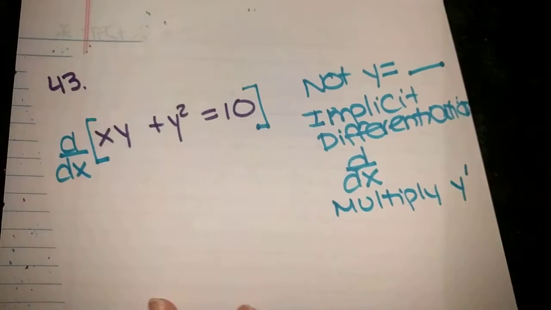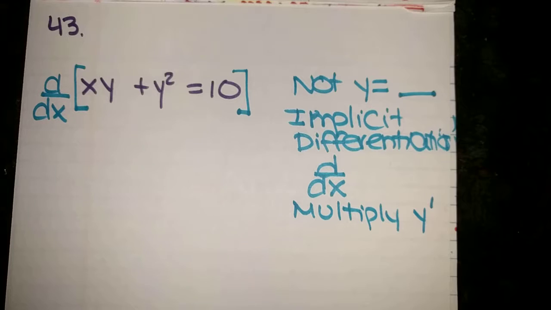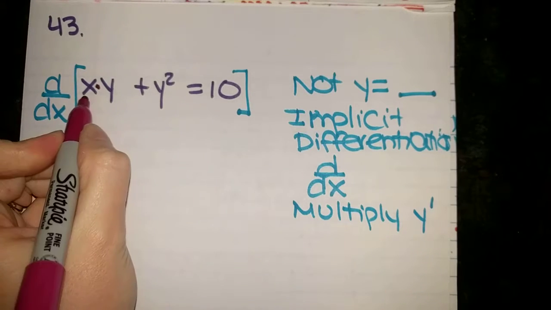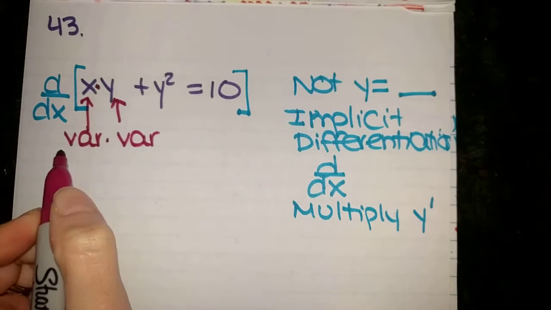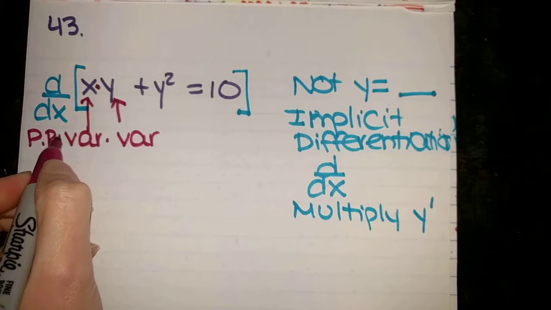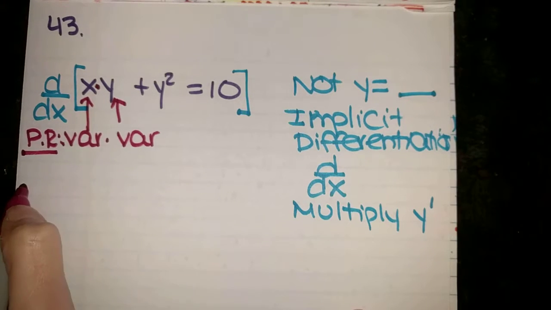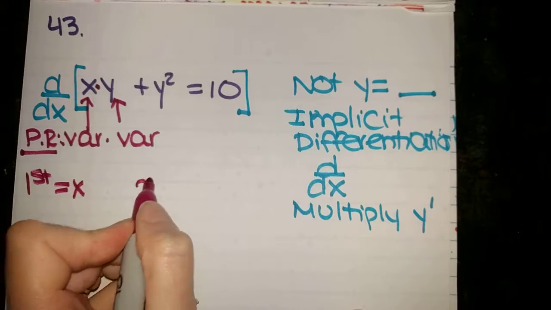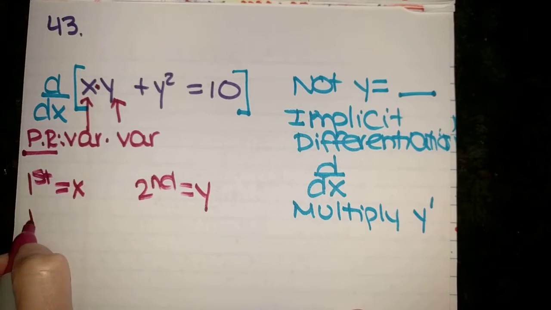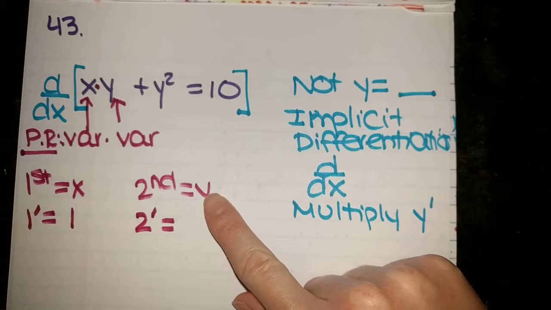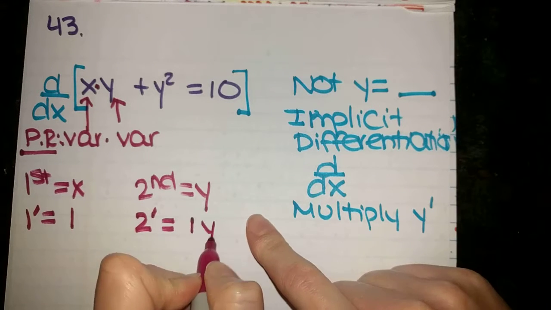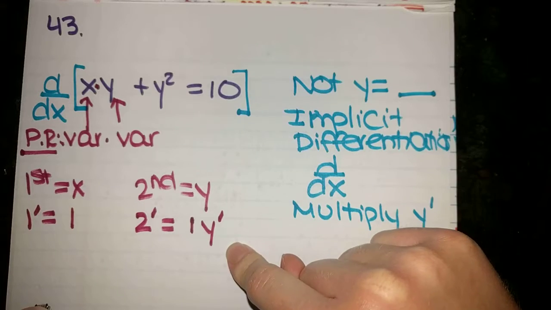Now, the other big thing to notice here is that this x is being multiplied by y. So we have a variable being multiplied by another variable. Anytime you have a variable times a variable, you need to go through the product rule. So for the product rule, my first function will be x and my second function will be y. The first function's derivative is just 1, and then the second function's derivative, if it was just x, would be 1, but because it's y, we have to say it's 1 times y prime. So the derivative of y is y prime.